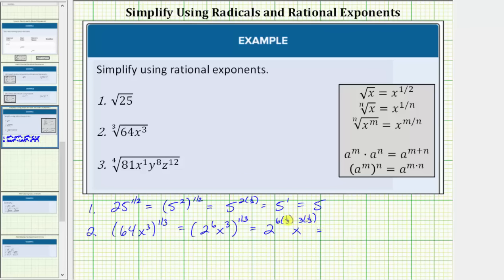Well, 6 times 1/3 is equal to 2, so we have 2 squared times x raised to the power of 3 times 1/3 is 1. This simplifies nicely to 4x.